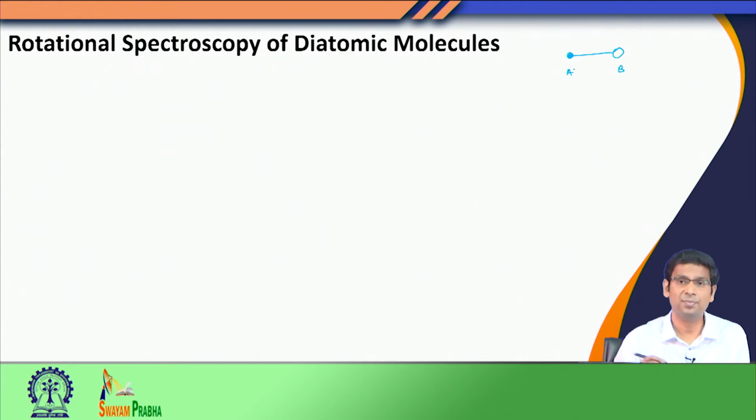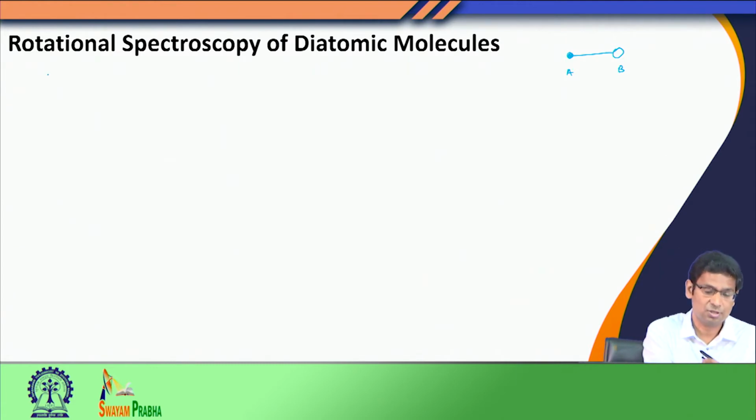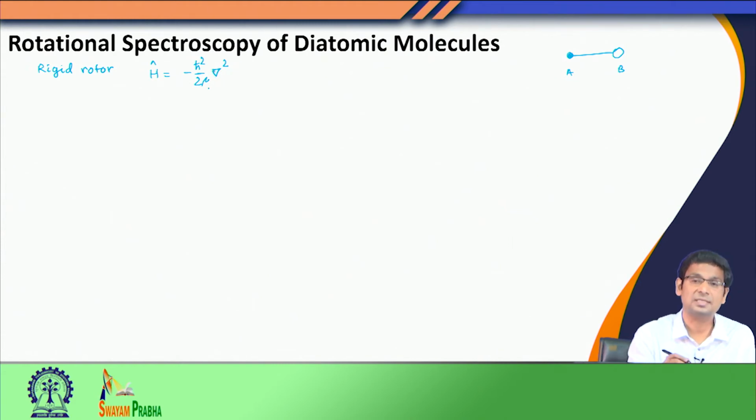In any case, I can define this rotational motion the way we discussed the rigid rotor problem. As long as the A-B bond distance remains constant, we can discuss the rotational motion of this diatomic molecule through the rigid rotor problem that we discussed earlier. In case of the rigid rotor, we had the Hamiltonian, which had only the kinetic energy, where this is the Laplacian, the second derivative with respect to the three Cartesian coordinates, the kinetic energy operator.